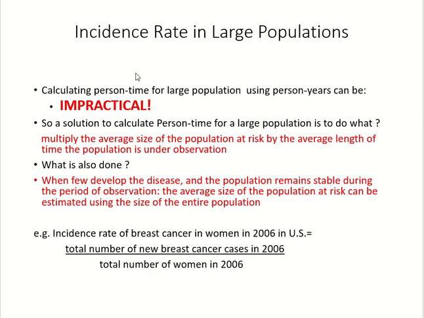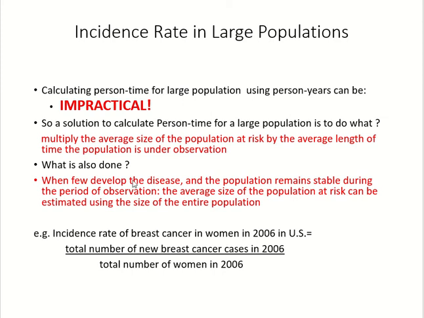Then the author is going to discuss a little bit the incidence rate in large populations. What he's saying is that calculating person-time for a large population can be impractical and difficult. So the solution to that is to multiply the average size of the population at risk by the average length of time the population is under observation.